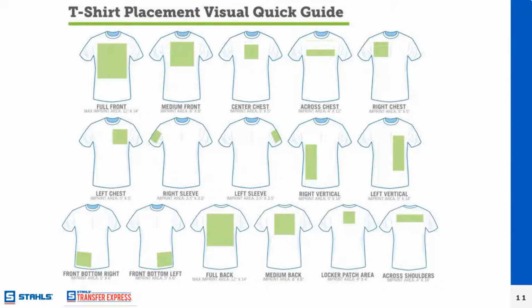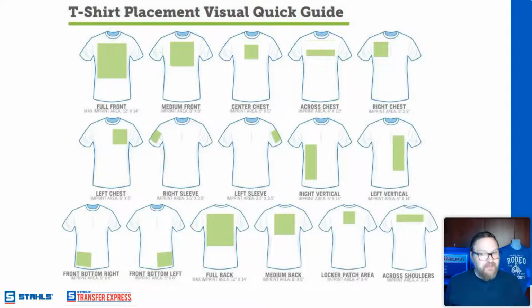But here is a great visual placement guide. So this is showing you your full front, your medium front, just a center chest. So that goes a lot more into that minimal branding location. Across the chest, if it's just one word, your right chest, your left chest, those sleeves, the verticals, and those have great sizing notes underneath to say exactly what they should be. Although that across the chest should be 12 inches by 4 inches, not 4 inches by 12 inches. It's swapped there on that.